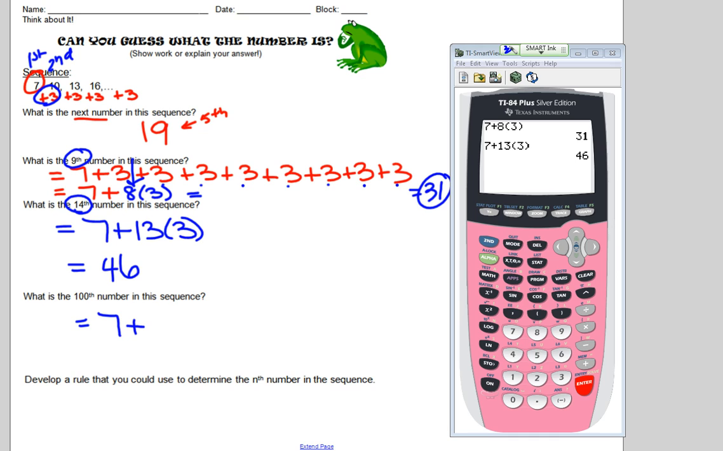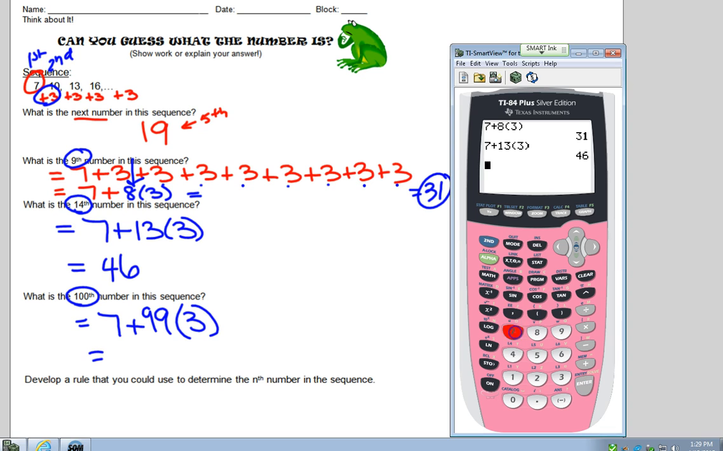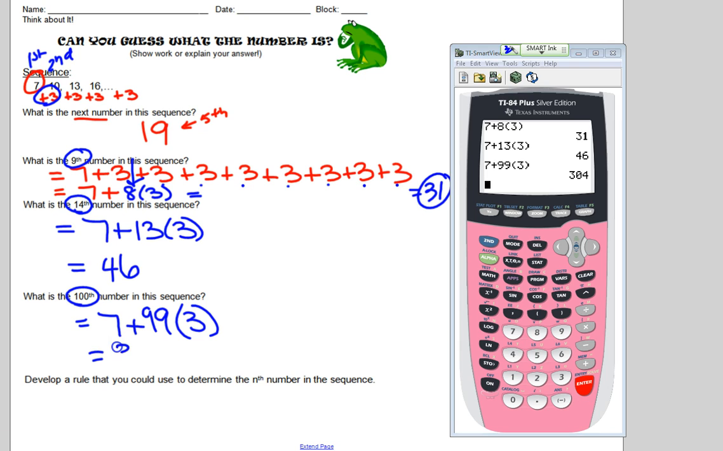3s, and the number of 3s I'm going to add is going to be 99, because the first 7 didn't need a 3, and then there's going to be 99 more numbers after that that need a 3 being added to get it. So 304 would be our 100th number in this pattern.